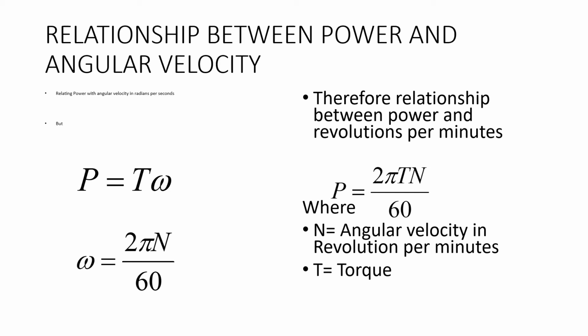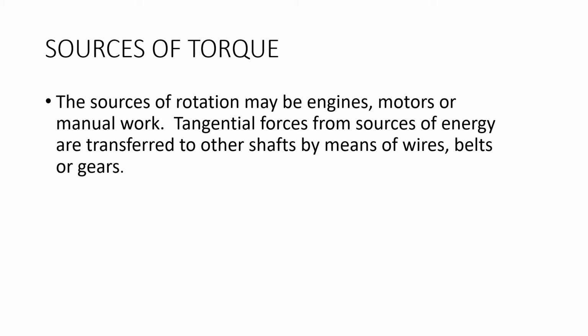So the power is equal to torque times omega, and omega is equal to 2 pi times rotation per unit time. Therefore, the relation between power and revolutions per minute is: power is equal to 2 pi T N, where N is the angular velocity in revolutions per minute and T is torque. The sources of rotation may be engines, motors, manual work, etc. Tangential forces from sources of energy are transferred to other shafts by means of wires, belts, or gears.